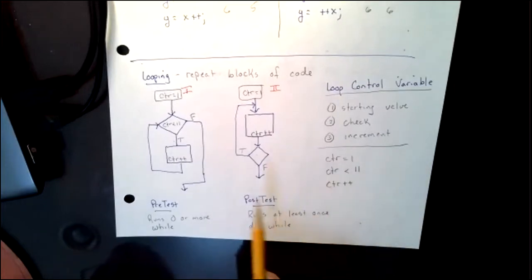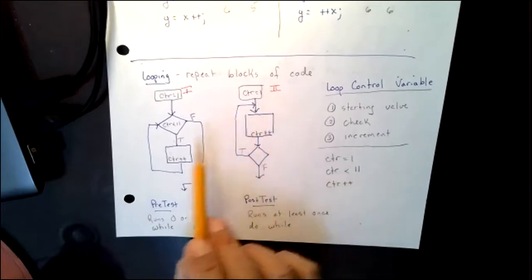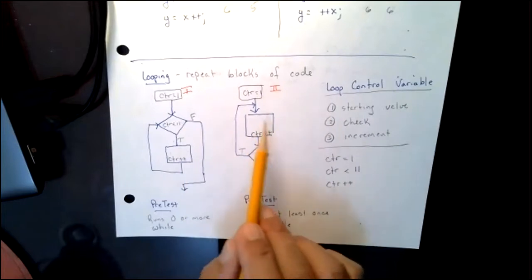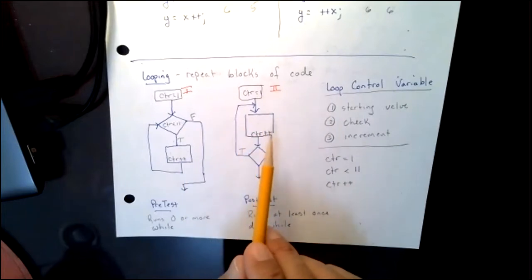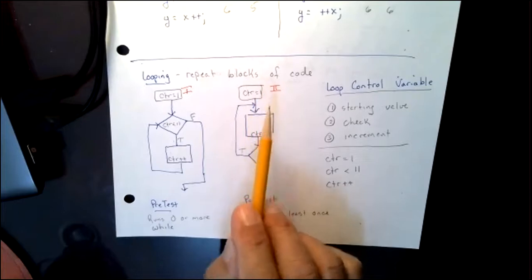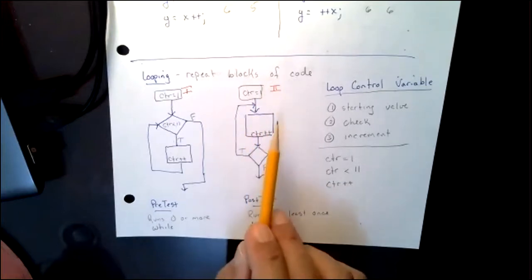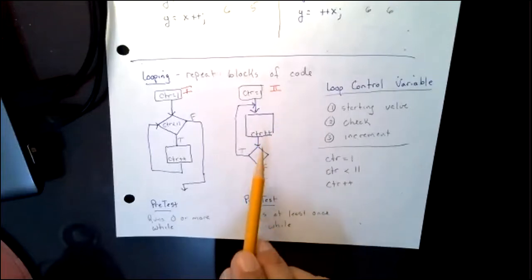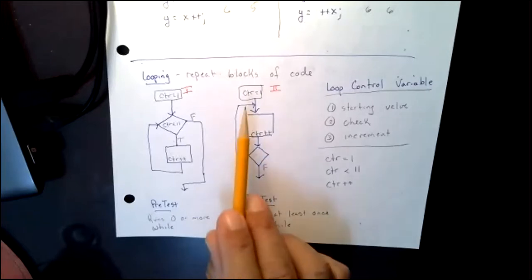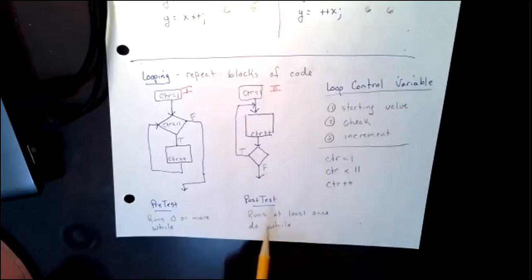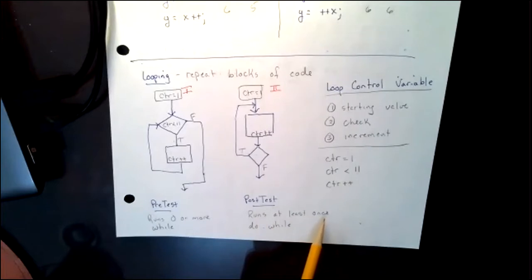The second type of loop that we're going to talk about on Monday is one where instead of a pretest, I come in and I'm going to do my body at least once. I'm going to have my initial value. I'm going to come in and do a whole bunch of work in this rectangular box. I have my increment. And now when I come out, I have my check. If it's true, I go back up and do the body again. If it's false, it kicks me out. A post test runs at least once.